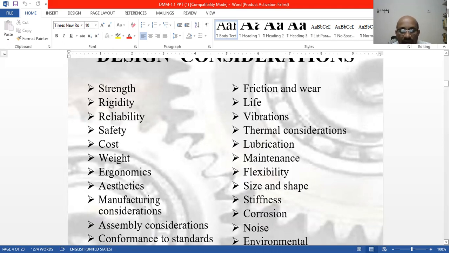Okay, and assembly and disassembly considerations. Limits and fits, hole basis system and shaft basis system, all this will come into assembly considerations. If plus or minus tolerance is there, we can allow that product. So that is the assembly consideration. Another one is conformance to standards. We have to follow standard dimensions. Why do we want to follow standard dimensions? Because it can be used anywhere in the world.